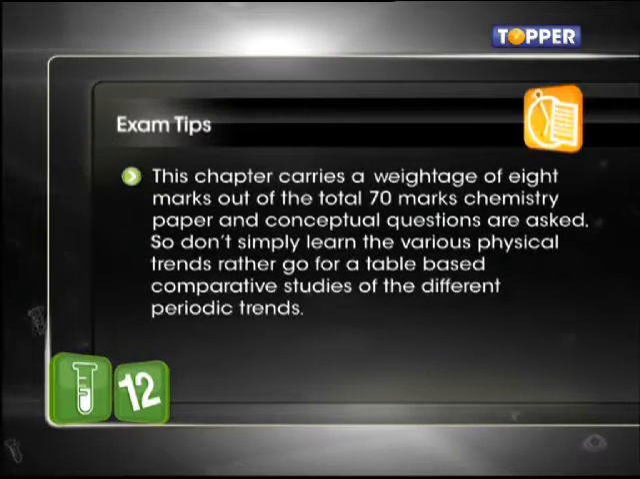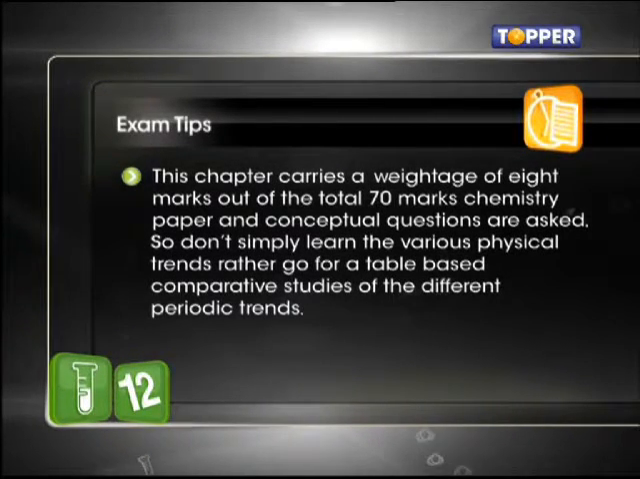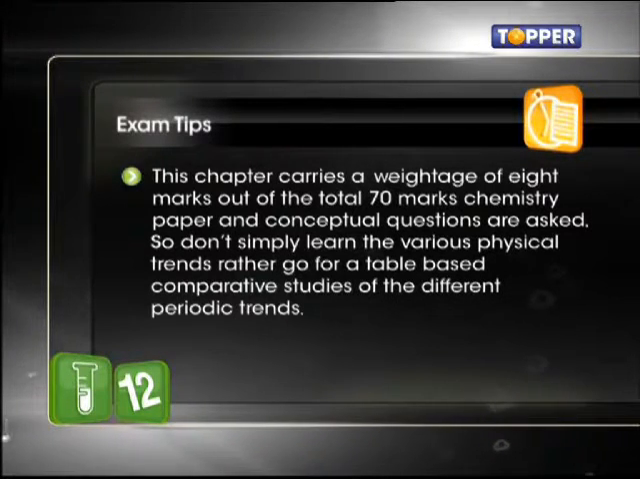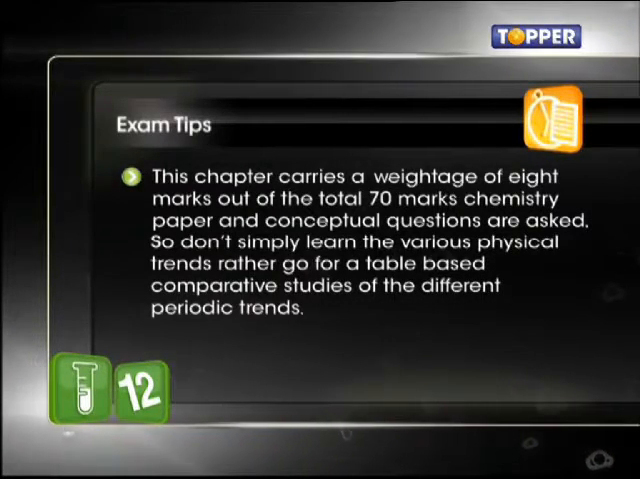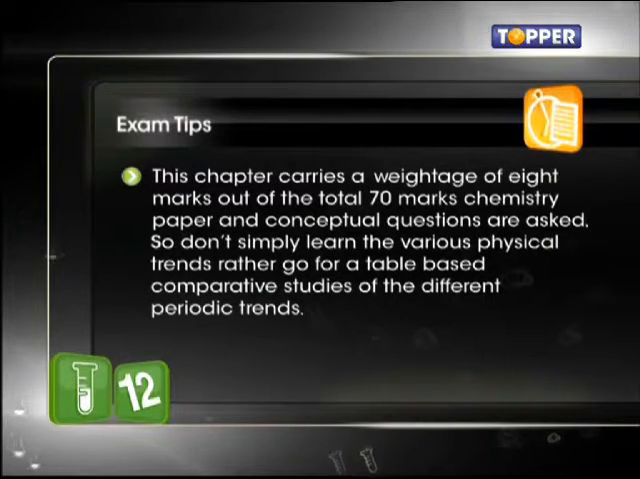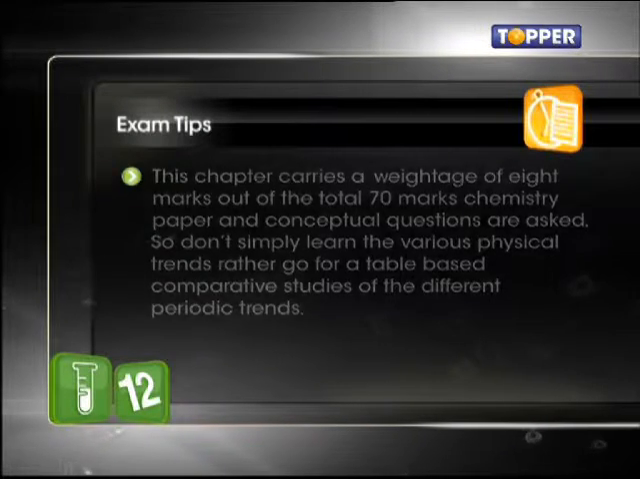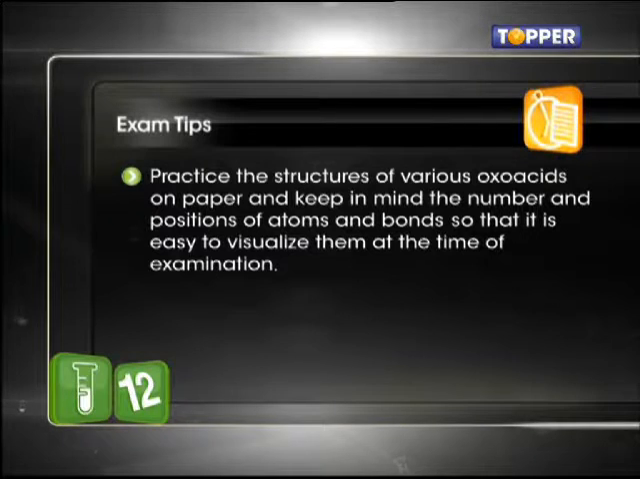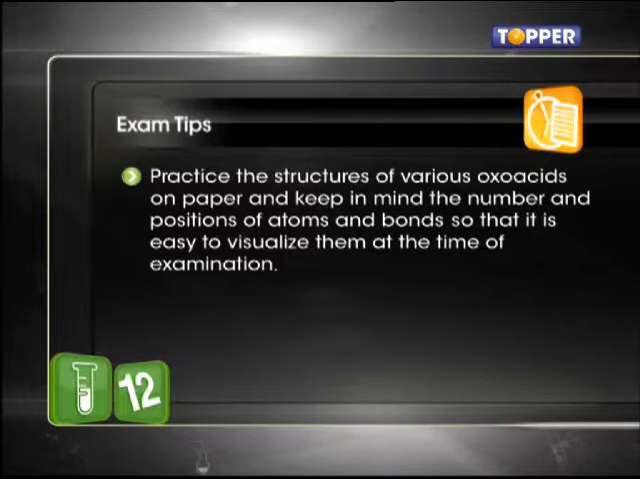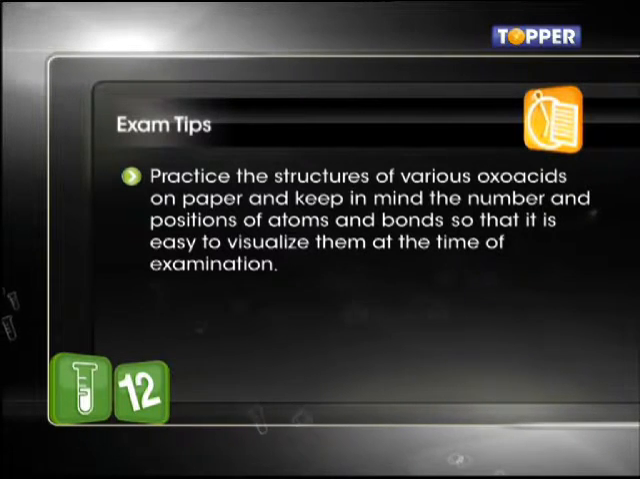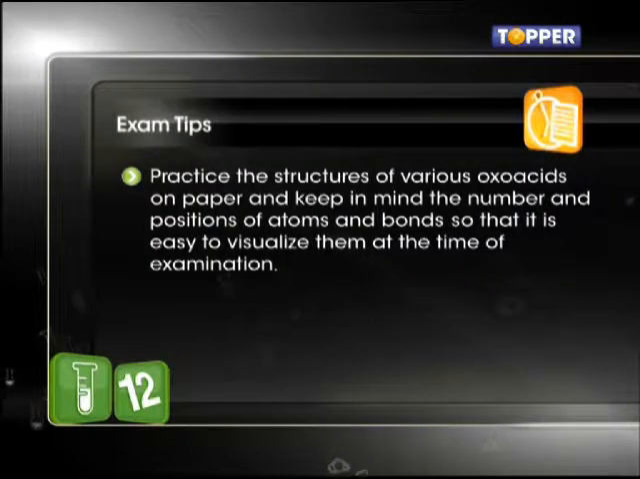This chapter carries a weightage of 8 marks out of the total 70 marks chemistry paper, and conceptual questions are asked. So don't simply learn the various physical trends, rather go for a table-based comparative study of the different periodic trends. Practice the structures of various oxyacids on paper and keep in mind the number and positions of atoms and bonds so that it is easy to visualize them at the time of examination.